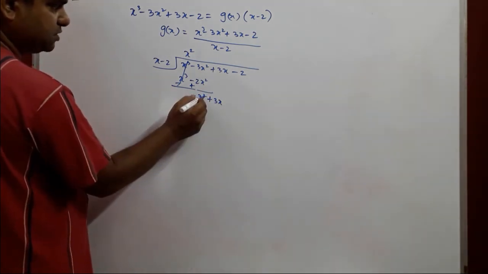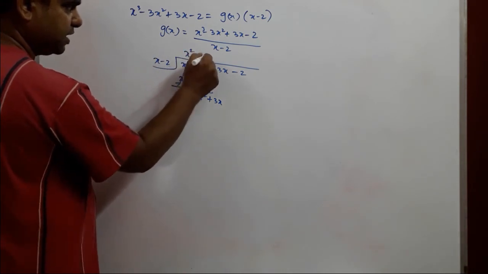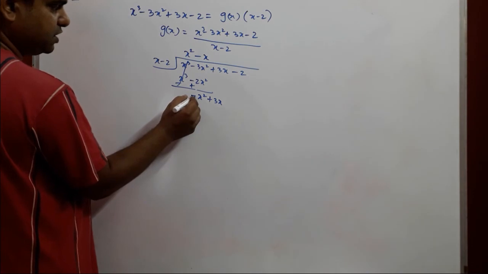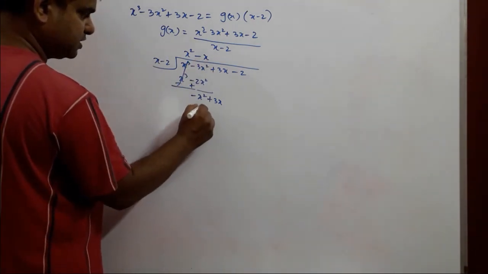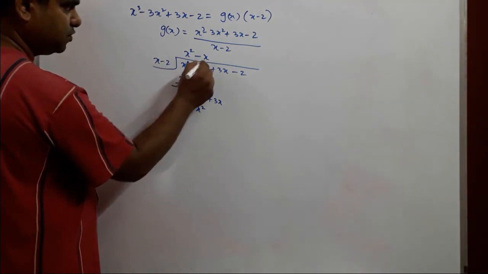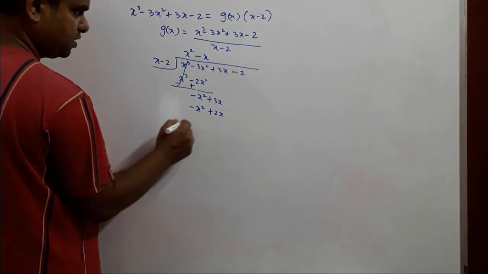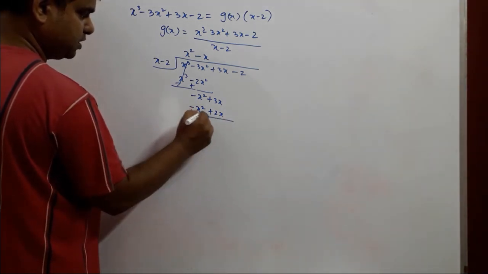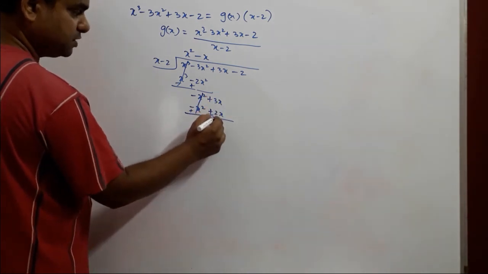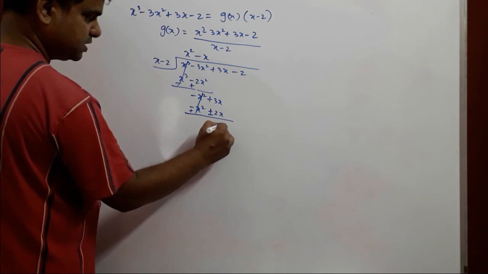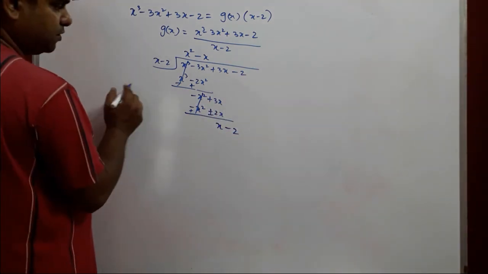Highest degree is square and here is 1. So we need minus x. Why minus? Because the coefficient is minus 1 over here. X into minus x will give us minus x square. Minus 2 into minus x will give us plus 2x, and we'll change signs, so this becomes plus and cancels, this becomes minus. Plus 3 and minus 2 gives us plus x. We'll bring the minus 2 down.